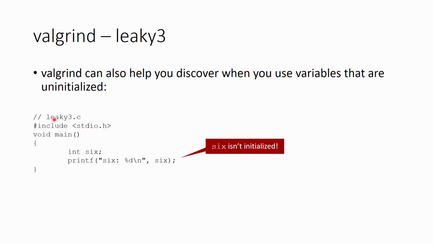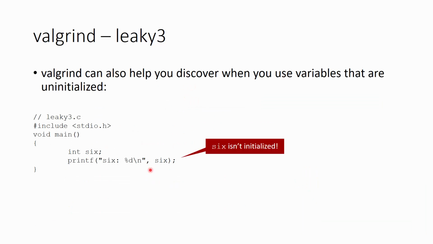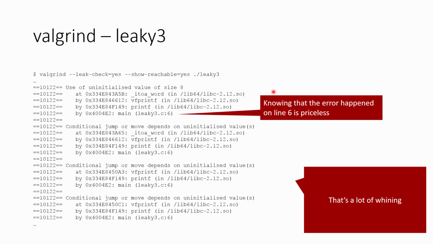So this is our leaky 3 version. In this particular program, we have an integer that's declared, and then we printf right out from it. Well, it was never initialized in this particular example. So valgrind can help us discover that we're using things that are not initialized. In this particular run, we can see that we have the use of an uninitialized value of size 8, and that makes sense because that size 8 comes from our integer.